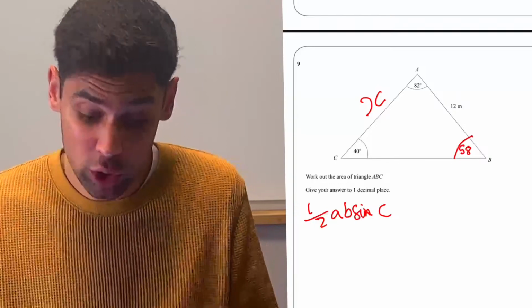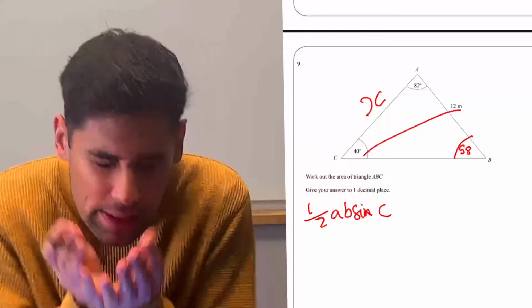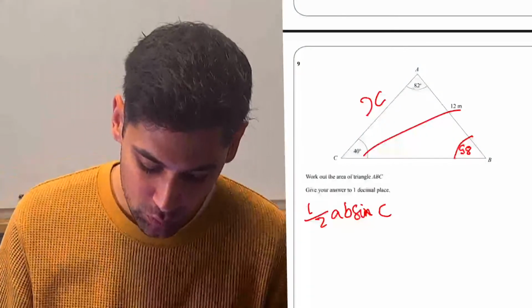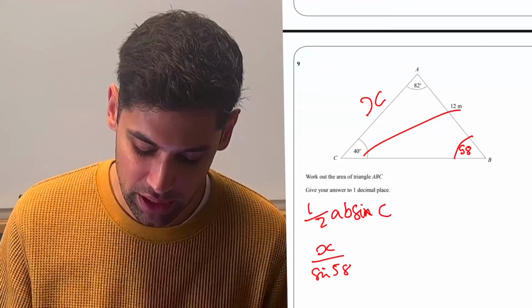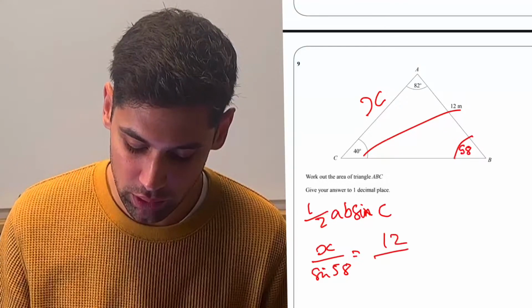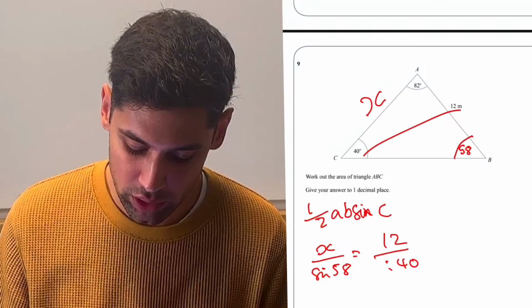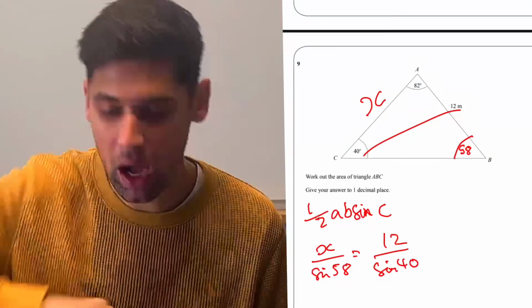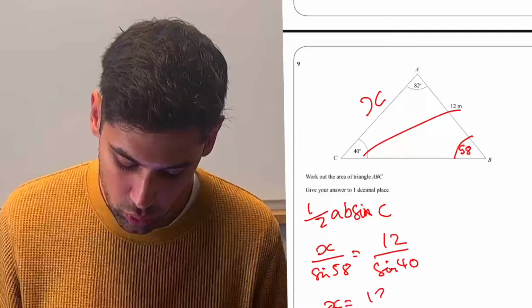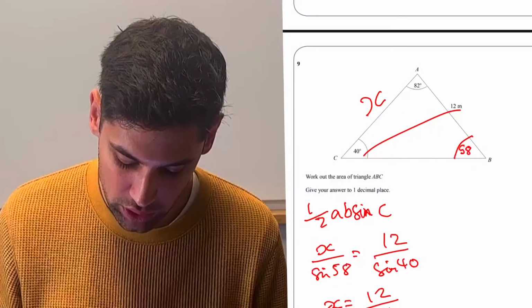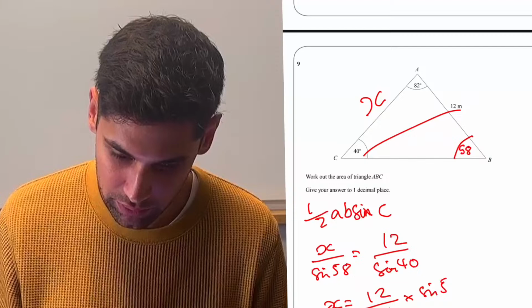And now we can do sine rule because we have a pair of opposites. Wonderful. I love it when a plan comes together. So we're going to stick our unknowns on top. x over sine 58 equals 12 over sine 40. Times the sine 58 over to that side. We've got x equals 12 over sine 40 times sine 58.